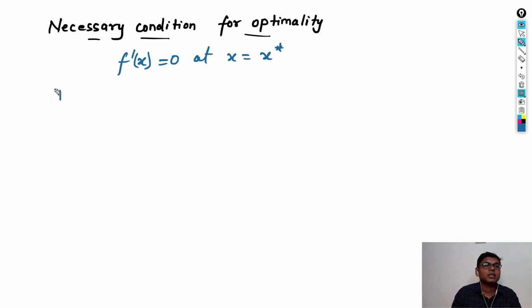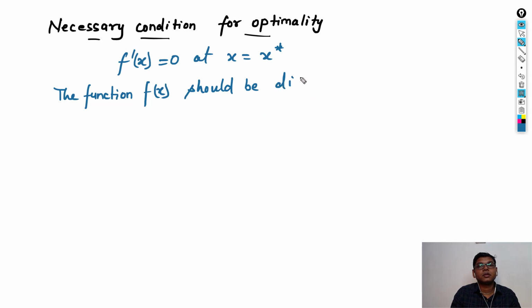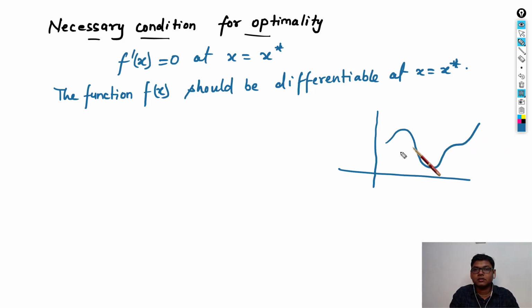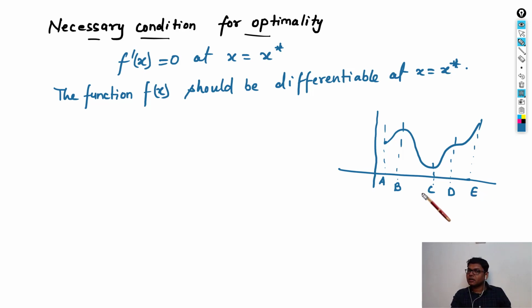So the function should be differentiable at x equal to x star. Then only can we talk about whether you will get a maximum or minimum. Clear? That's why, when I was solving, let's suppose this is the function. Now can you tell me, in this graph, you just check it, here there are certain points. This is point A, B, C, D and E. Can you tell me where you have maxima and minima?